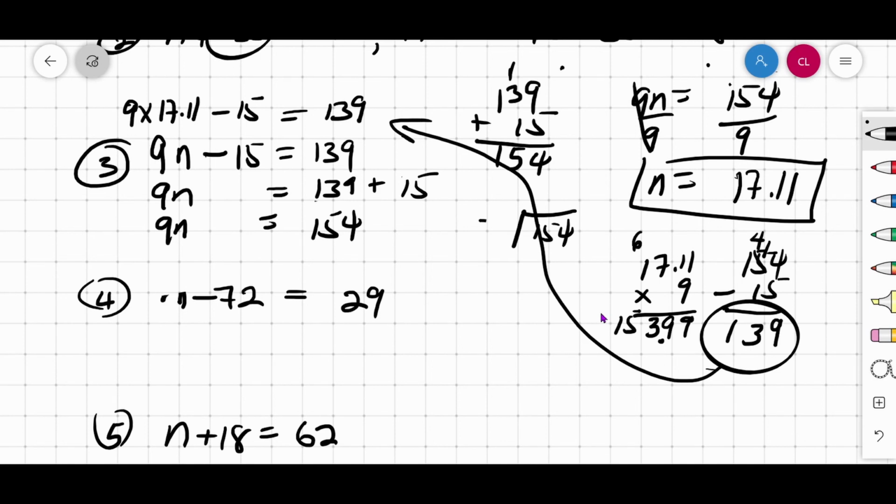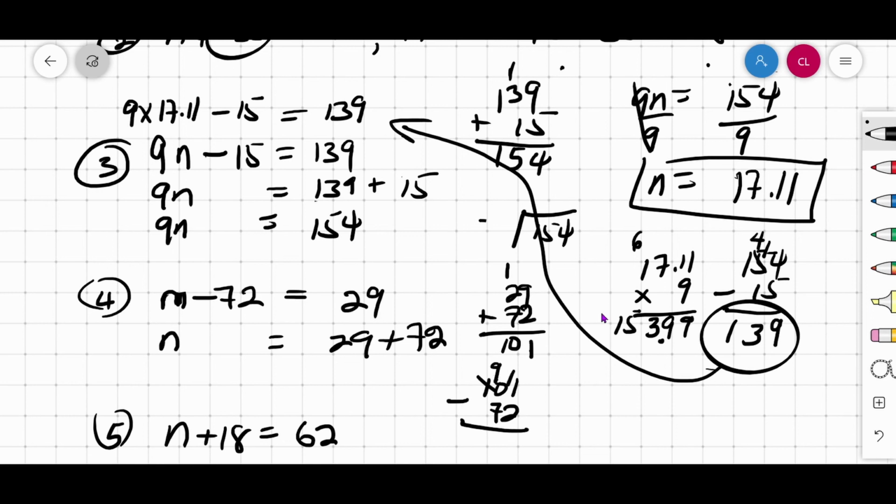Let's go to number 4. This one says n minus 72 is equal to 29. So n should be equal to 29 plus 72. So 29 and 72, let's add these. 9 and 2 would be 11, carry 1. This is 101. So let's check this to see if it's correct. So 101, and we take out 72 from this. This will be 2 from 11, leaving me with 9, and 7 from 9, leaving me with 2. So we have 29 here being equal to this 29. So I know that n is equal to 101.